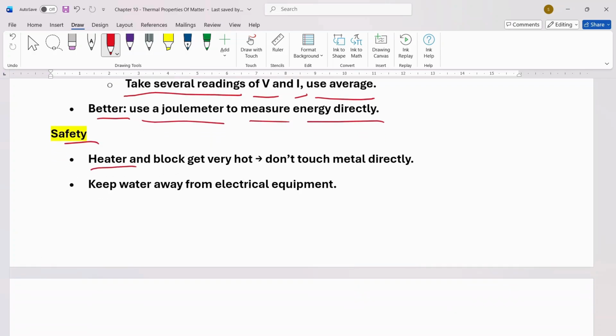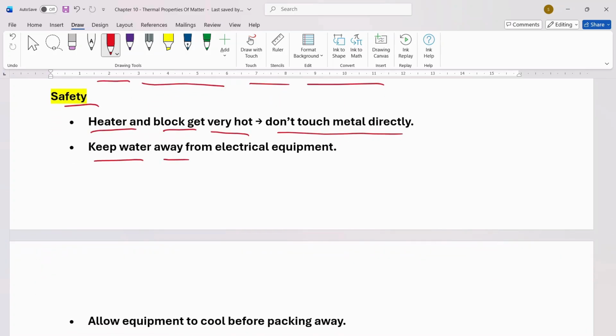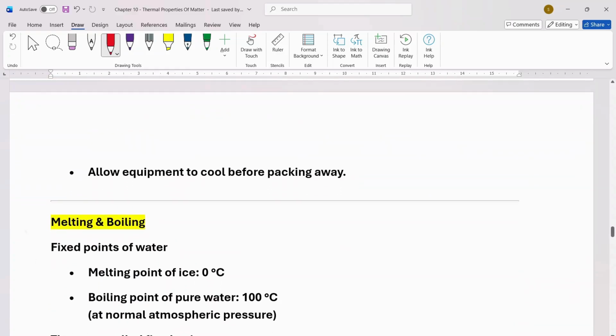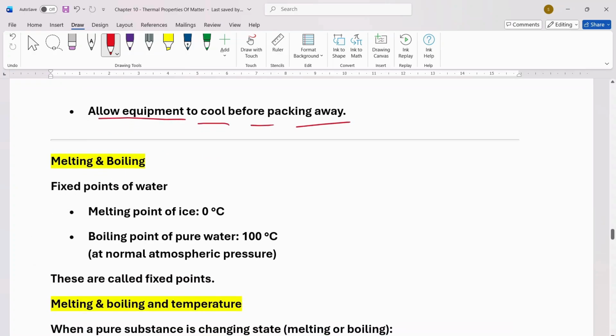Safety. The heater and block get very hot. Don't touch the metal directly. Keep water away from electrical equipment. Allow equipment to cool before packing away.